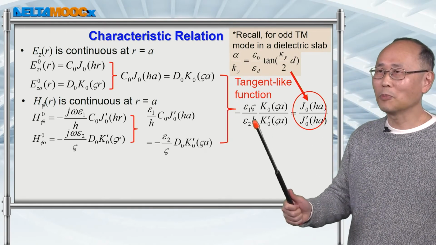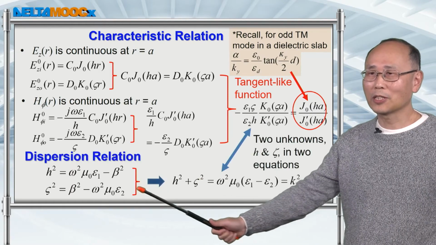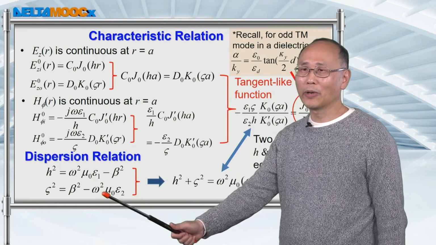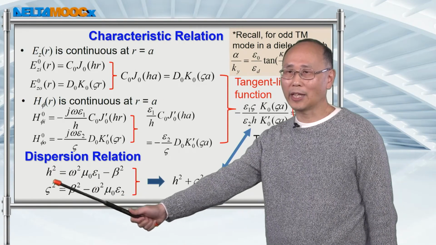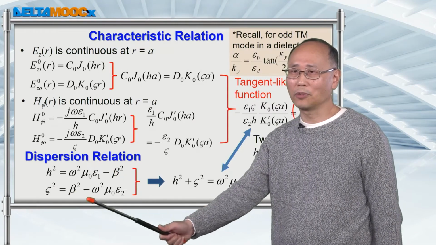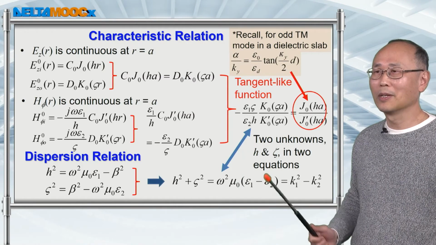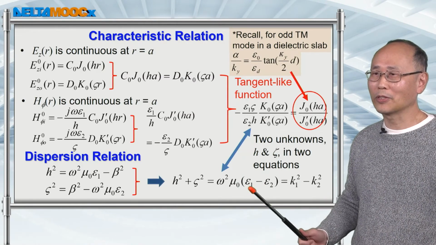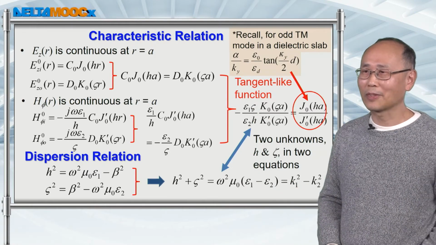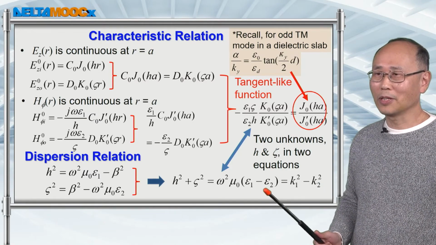And at this moment, we still have two unknowns, which are zeta and h. But from the dispersion relationship we just obtained from the last two pages, we can construct the relationship between h and zeta by eliminating this beta squared from these two expressions. So you end up having this dispersion relationship. Now you have two equations with two unknowns, zeta and h, so you can solve for the unknown variables. So let's continue to look into this.